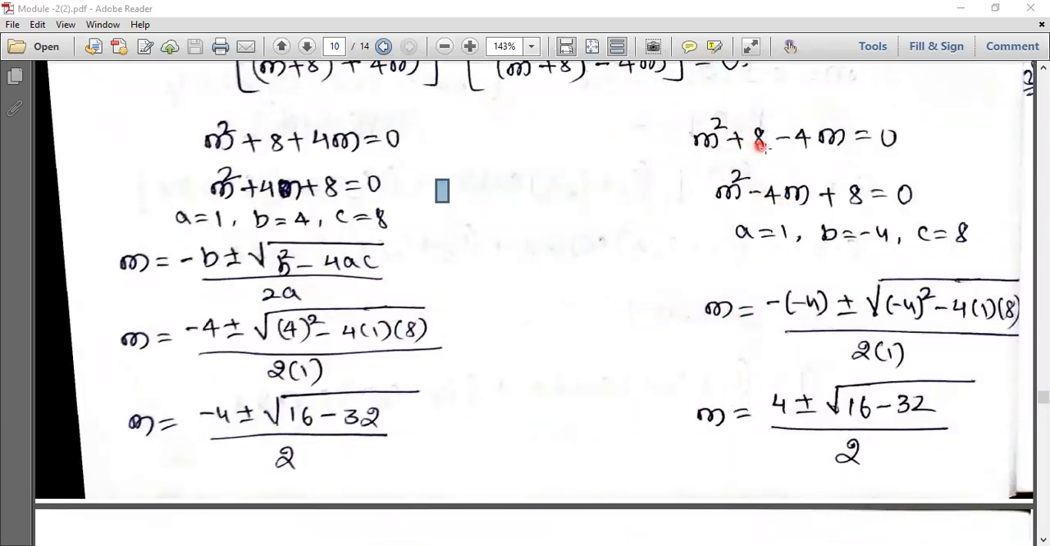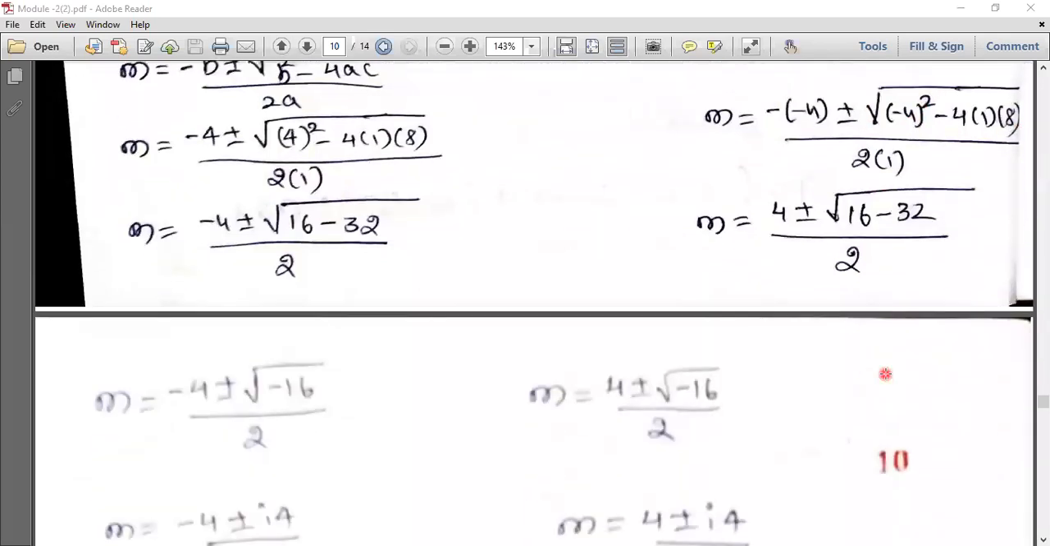So that is m square plus 8 minus 4m equal to 0, m square minus 4m plus 8 equal to 0. Here a is equal to 1, b is equal to minus 4, c is equal to 8. So m is equal to minus b, the formula is there, plus or minus square root of b square minus 4ac, divided by 2a. So equal to 4 plus or minus square root of 16 minus 32, divided by 2.